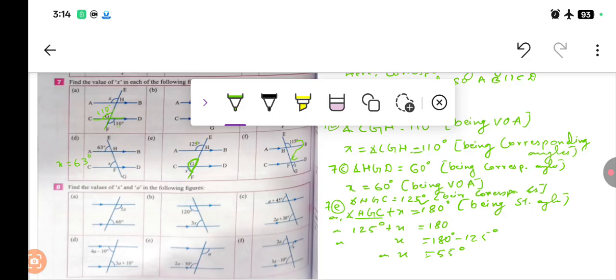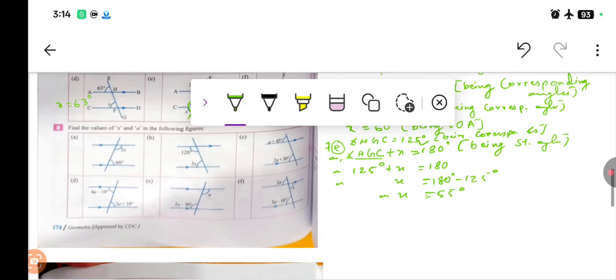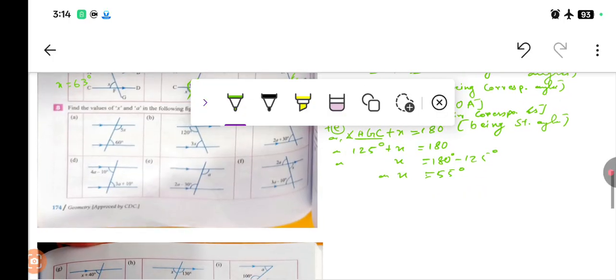Now moving to question number 8. In question number 8, what do we see? We see co-interior angles in 8a. So co-interior angles, it means this 5x plus 60 will be equal to 180 degree. You'll write being co-interior angles. And you'll get the value of x.